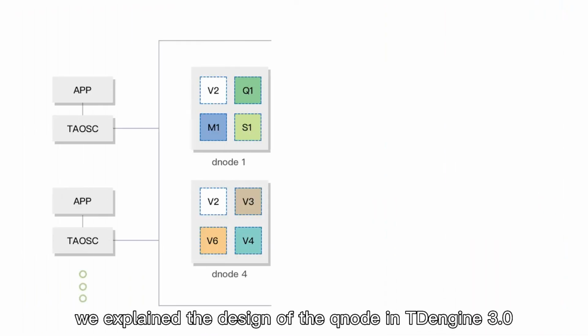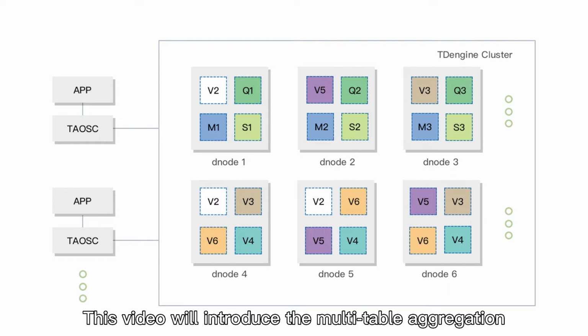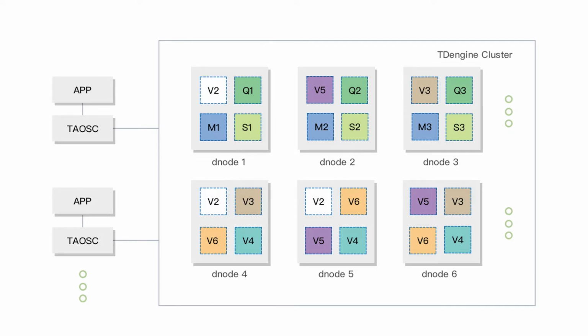Last video, we explained the design of the queue node in TDengine 3.0. This video will introduce the multi-table aggregation query in TDengine.